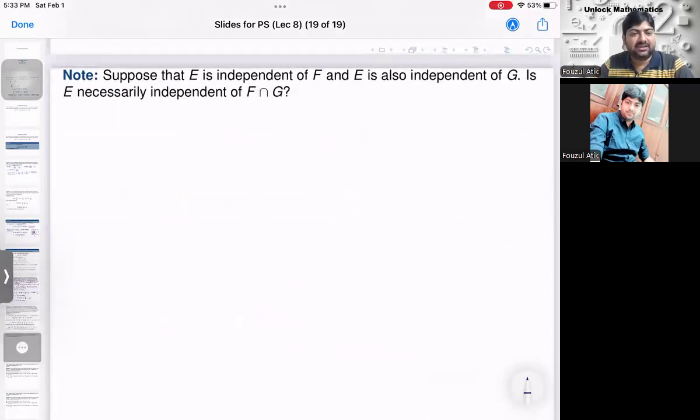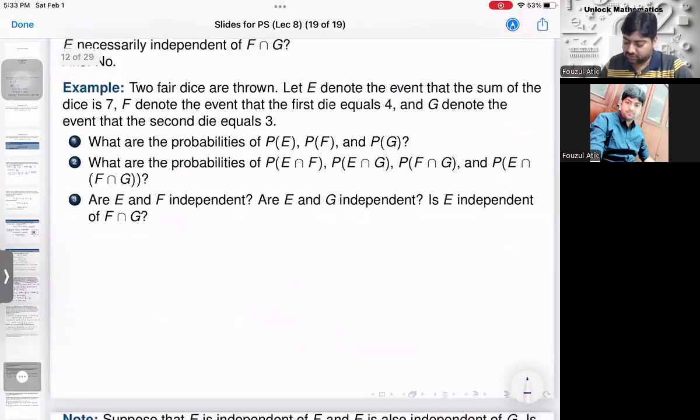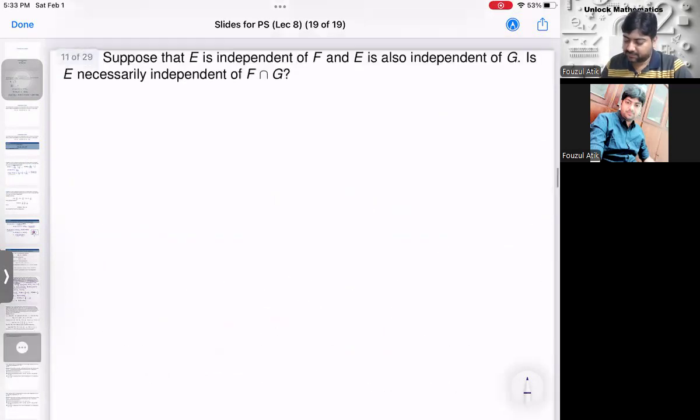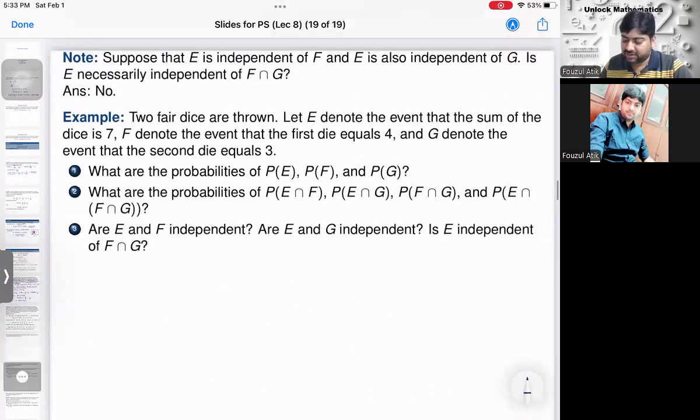Now it is given that E is independent of F and E is also independent of G. So is it necessary that E is independent of F intersection G? There will be a natural question: E is independent of F, E is independent of G, so will E always be independent of F intersection G? Let us see. The answer is no. So how can we say? Let us see some example.